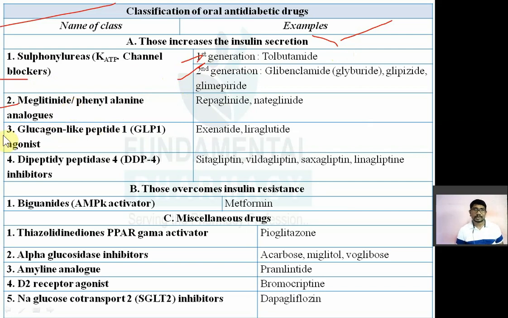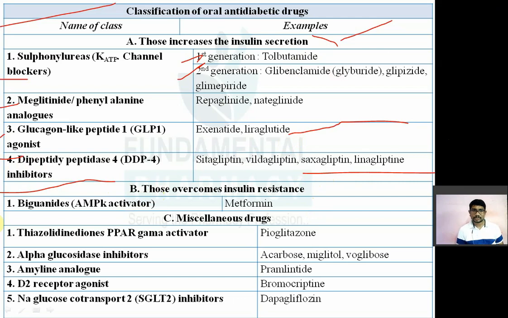Third in this category is the glucagon-like peptide agonist, the GLP-1 agonist: exenatide and liraglutide. Then the fourth class, those acting by releasing insulin, is the dipeptidyl peptidase 4 inhibitors. All the gliptins, sitagliptin, vildagliptin, saxagliptin, linagliptin, are DPP-4 inhibitors. The first major class was those acting by insulin release. In this there are four classes.